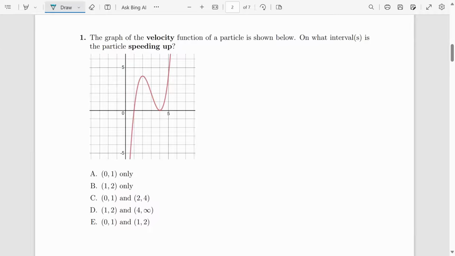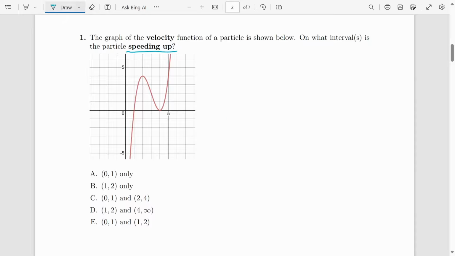Oh, okay, this is a great example of that. So question one, the graph of the velocity function of a particle is shown below. So this curve here, it's not the position of the particle, it's the velocity of the particle. And on what intervals is the particle speeding up? Okay, so speeding up, that is keyword for the velocity is increasing. So when it's speeding up, it means the velocity is going up. It has a positive acceleration.